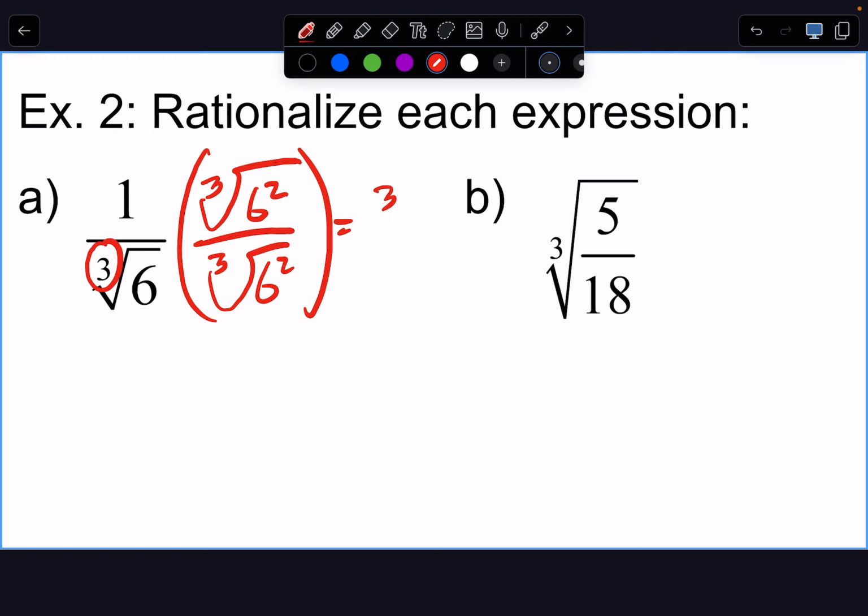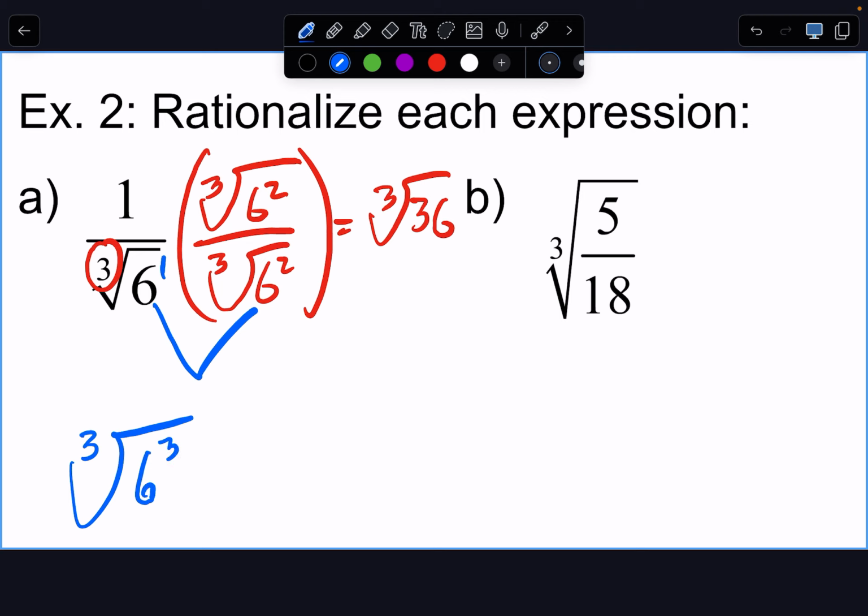So this is the cube root of 36. Now, here. This is the cube root of what's 6 times 6 squared? 36 times... No, you're not listening to me. 6 to the first power times 6 squared. What do you do when you multiply the same base? Add the exponents: 6 to the third power. Isn't the cube root and the third power, don't they cancel?